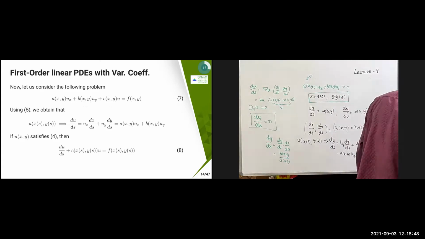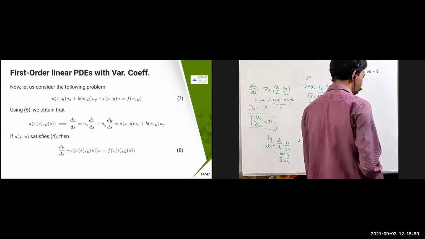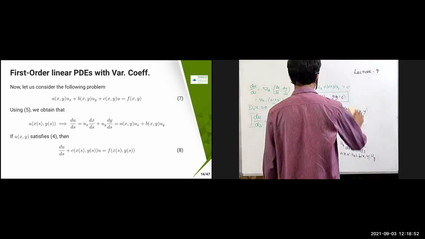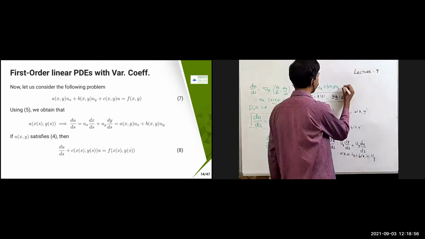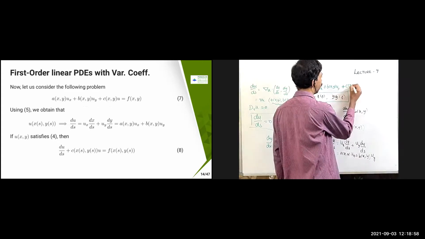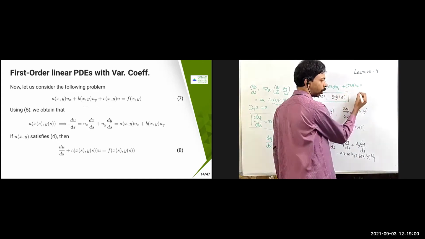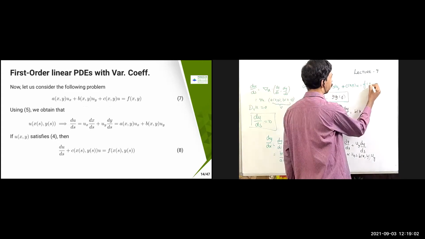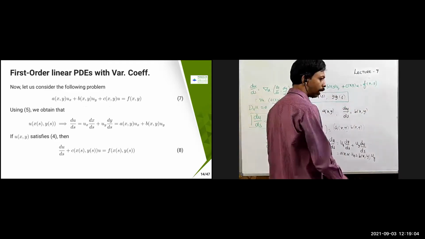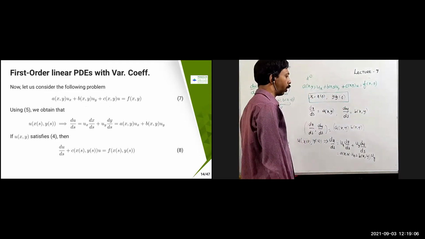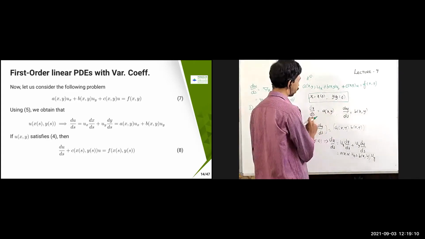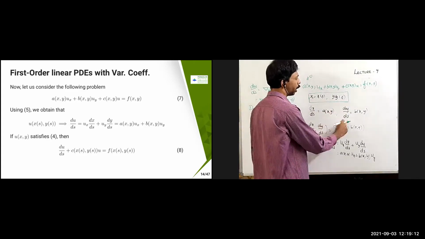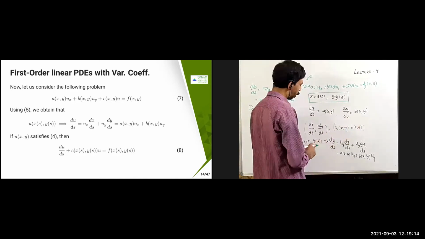Okay, so same thing. Now suppose I make it a little more complicated. Suppose I have a(x,y) ux plus b(x,y) uy plus c(x,y) into u equal to f(x,y). So in this case, what is going to come? Same kind of thing. Use x equal to x(s), y equal to y(s), dx/ds equal to a(x,y), dy/ds equal to b(x,y) is going to come. Again, same thing.